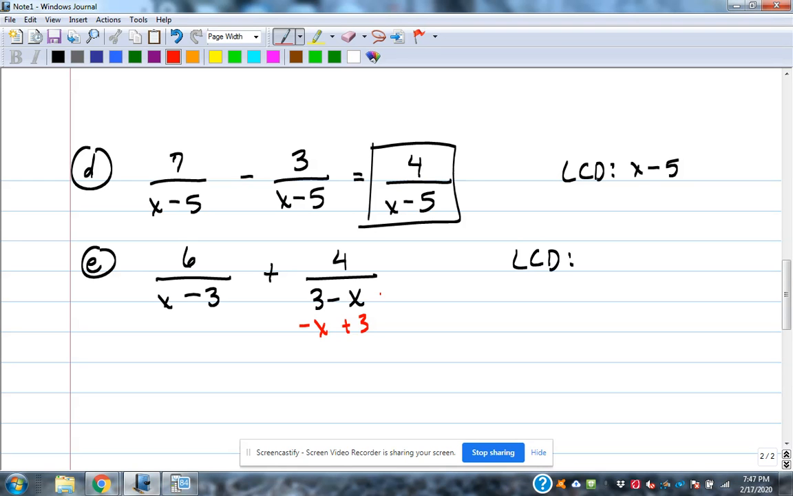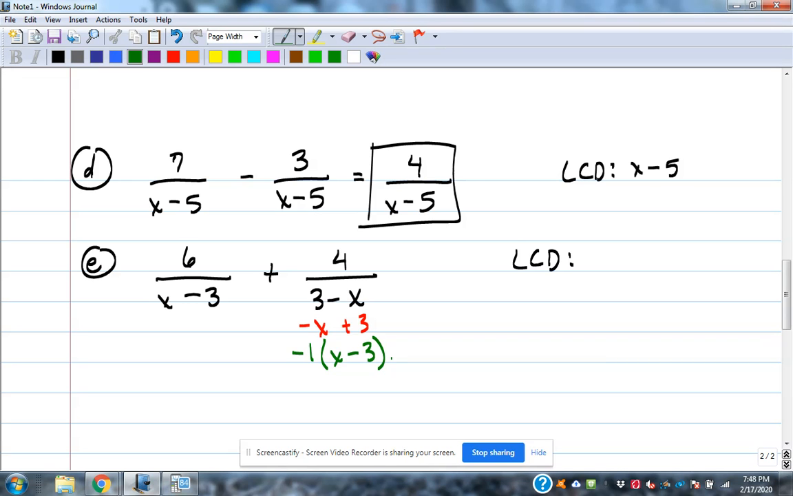Now, here's the tricky part. What could I factor out of this that would get it to look more like that? If I factor out a negative 1, that'll give me a plain x and change the sign to a minus 3. Now I have the factored form.